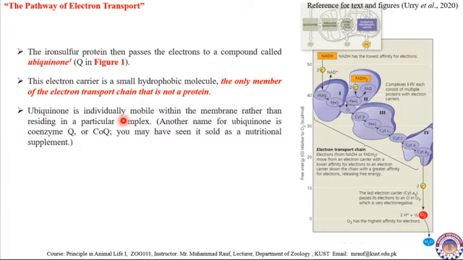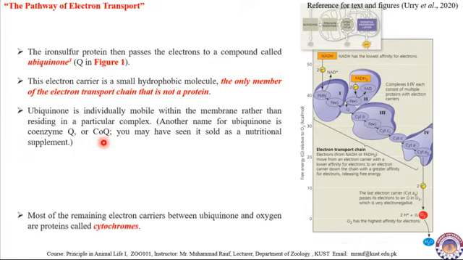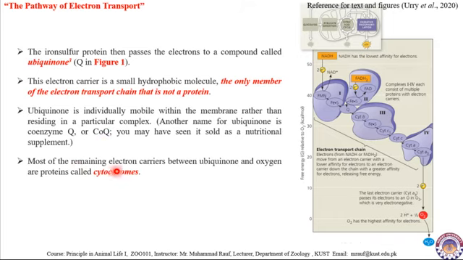Now ubiquinone is individually mobile within the membrane rather than residing in a particular complex. Another name for ubiquinone is coenzyme Q or CoQ. Now most of the remaining electron carriers between ubiquinone and oxygen are proteins called cytochromes. So the first one is flavoprotein, the second one is iron sulfur, the third one is ubiquinone, and thereafter you can see there are a series of cytochromes with different names and all of them are proteins.